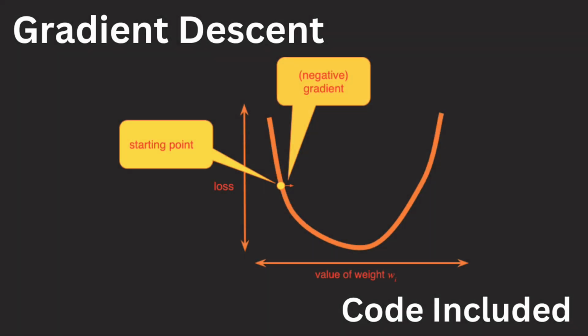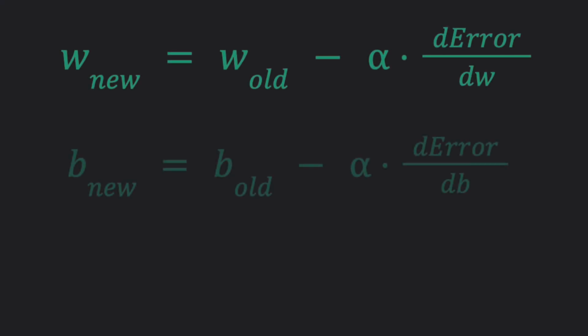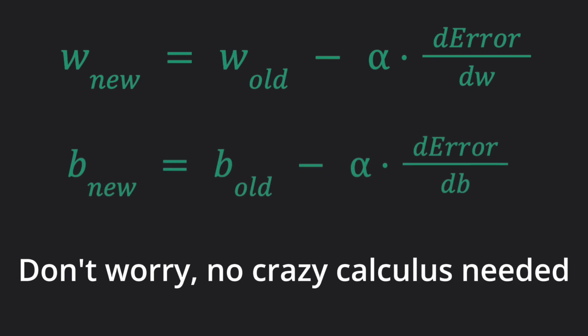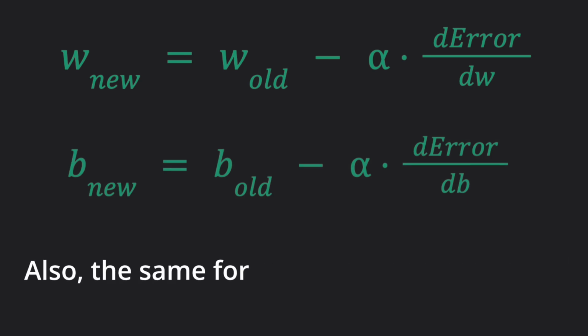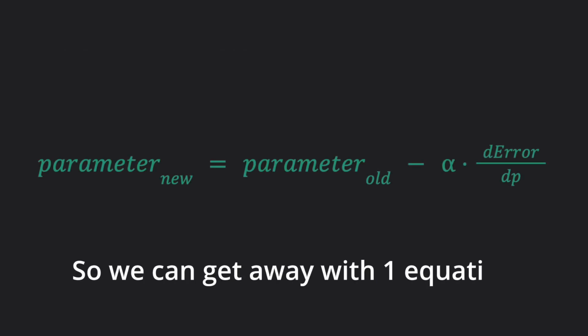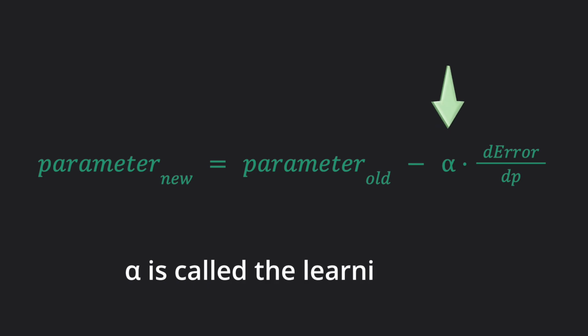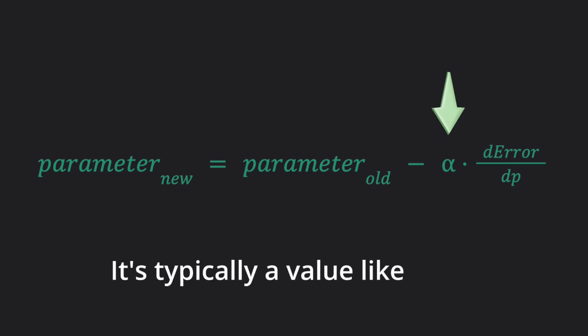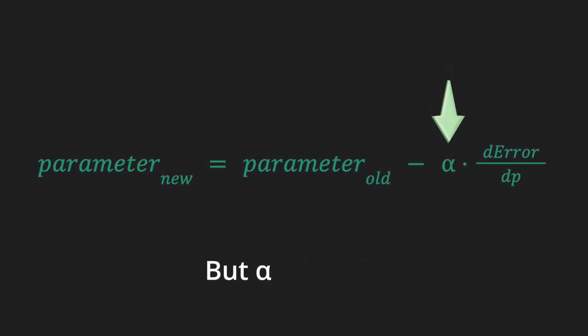The equation or algorithm is called gradient descent. Here are the formulas used at every iteration of training. Don't worry, no crazy calculus needed here. Also, the same formula is used to update w's and constant terms b, so we can just write one equation. Alpha is called the learning rate. It's typically a value like 0.001, but it can vary.